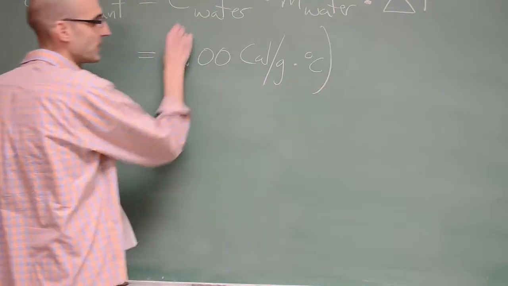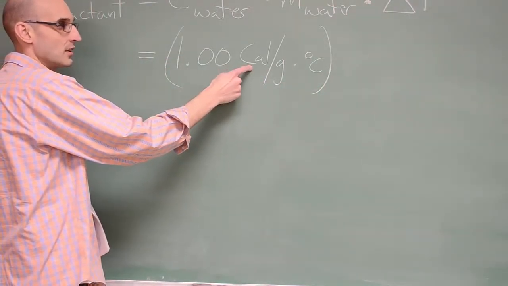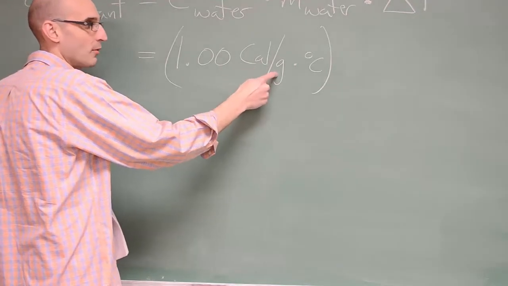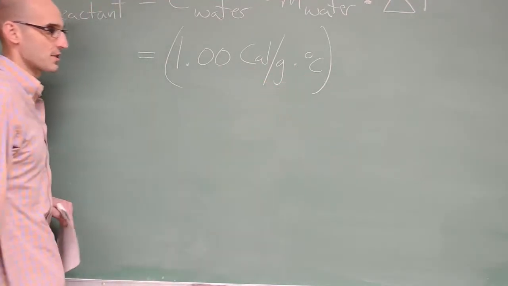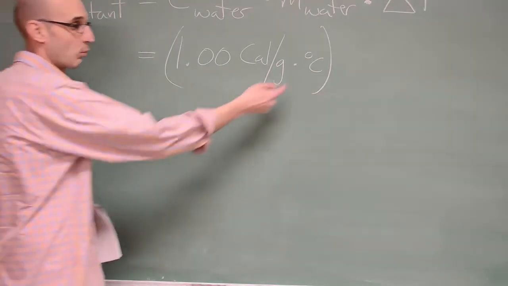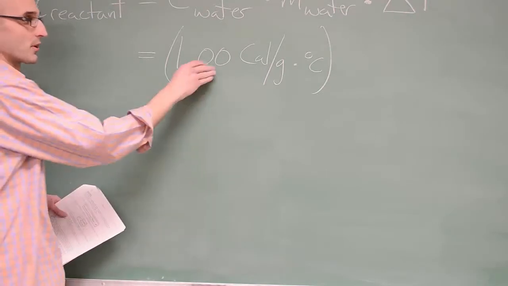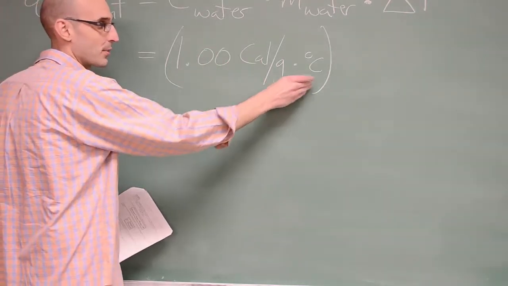Okay, so this unit in and of itself makes a lot of sense. 1 calorie of energy for every 1 gram of water that raises 1 degree Celsius. So if I have 1 milliliter of water, or 1 gram of water, and it goes up 1 degree Celsius, I've put in 1 calorie of energy. So the amount of energy per gram per degree C.